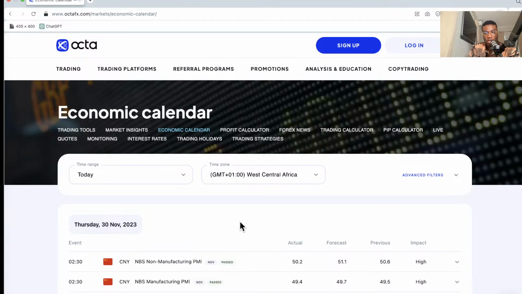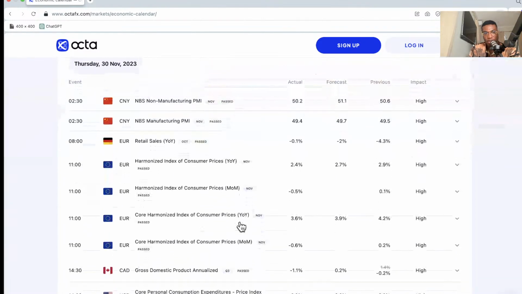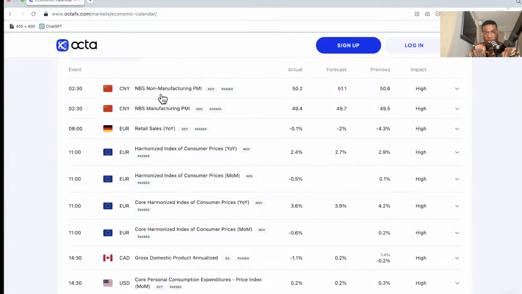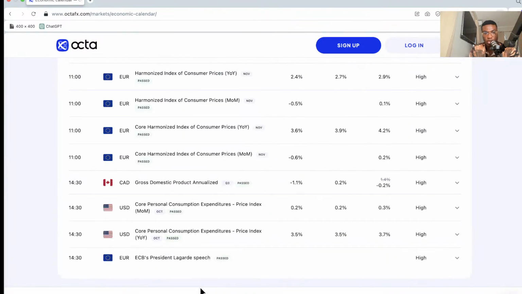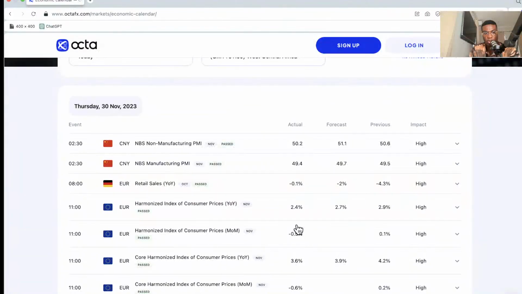So we've had quite a number of high impact events today. We've had reports that would affect the Chinese yuan. We've had reports that would affect the euro, Canadian dollar, US dollar. I'll just take some of the most important ones and just briefly explain what they mean, because we're going to see how these economic events would impact the currencies when we go over the charts. Okay, so pay attention, guys.